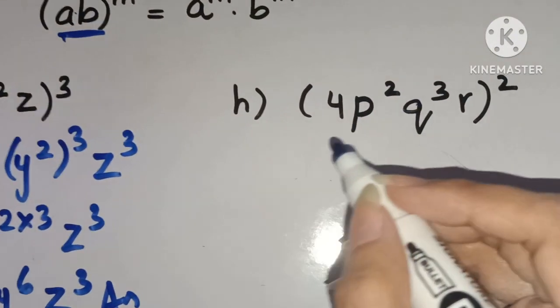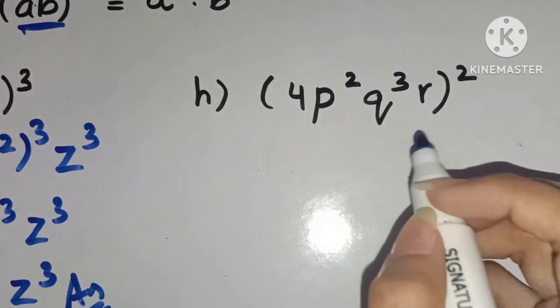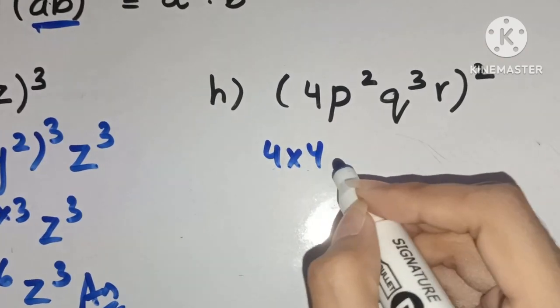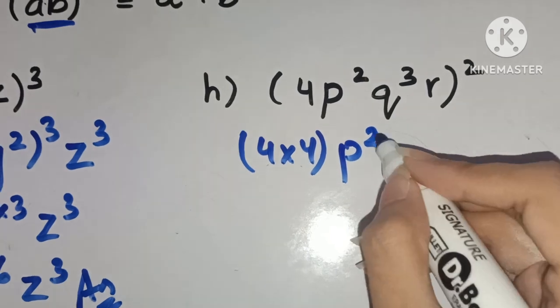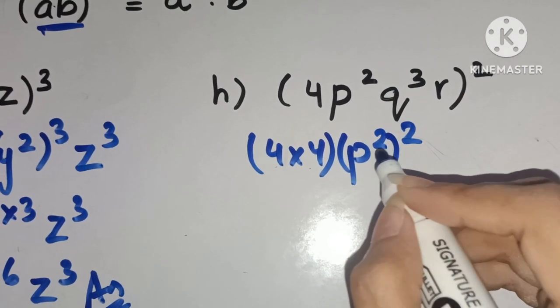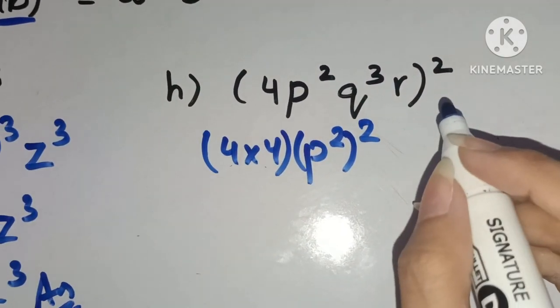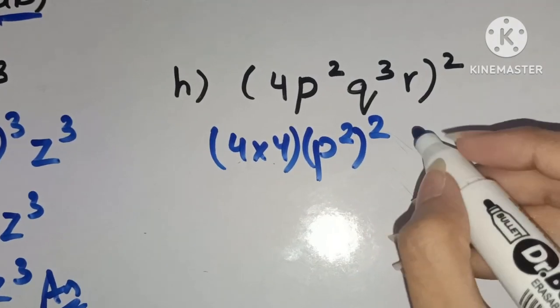Now let's move to the next question we have, which is 4p square and q power 3, and it has a whole power of 2. So 4 has a power of 2, which means 4 multiplied by 4, which is 16, and p has a power of 2 and it also has a power of 2. So you will again apply here the power of a power law, which is the third law of exponent. You must go and watch that video, because it is very essential to solve this question.